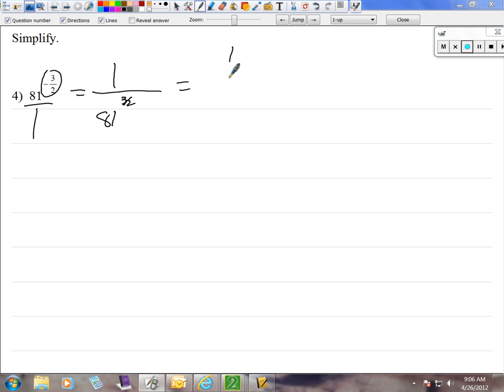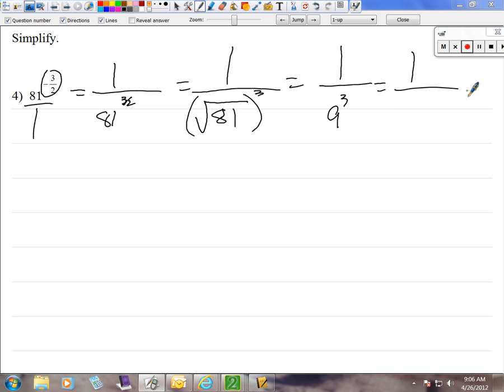Now we rewrite it as a radical, so what kind of root is this? Square root of 81 to the 3rd power, which is 1 over 9 to the 3rd, which is 1 over what? 729? Yes.